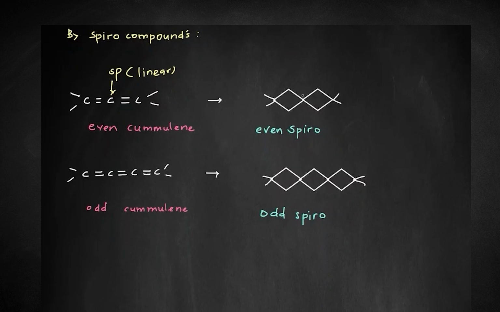but here the central carbon is sp3 hybridized. And sp3 hybridization gives a tetrahedral geometry, a very specific geometry, where the bond angle between the four groups is approximately 109 degrees. Okay, and because of this sp3 hybridization, the spiro rings will try to be at perpendicular positions to each other. And that is what we have to see.